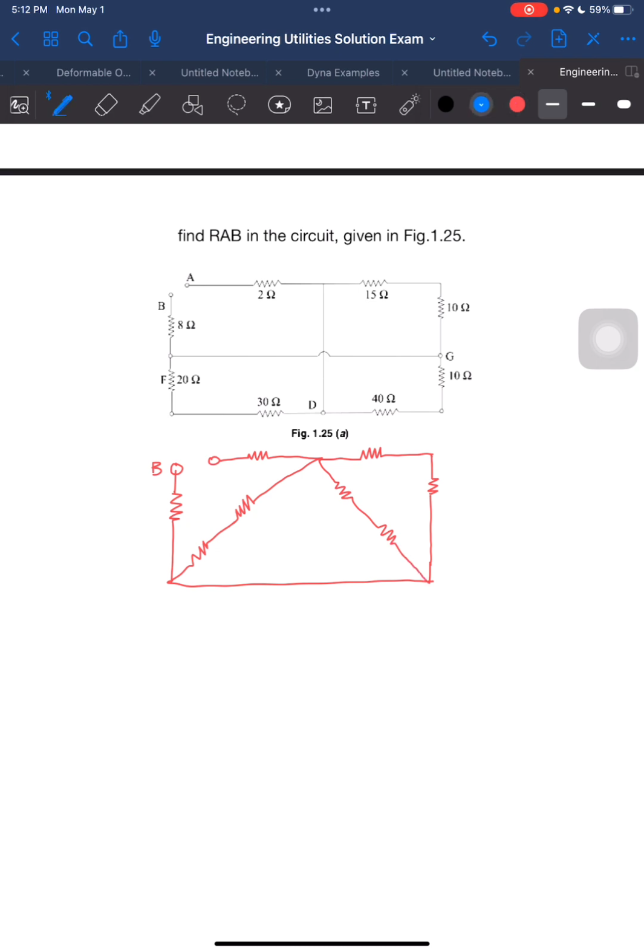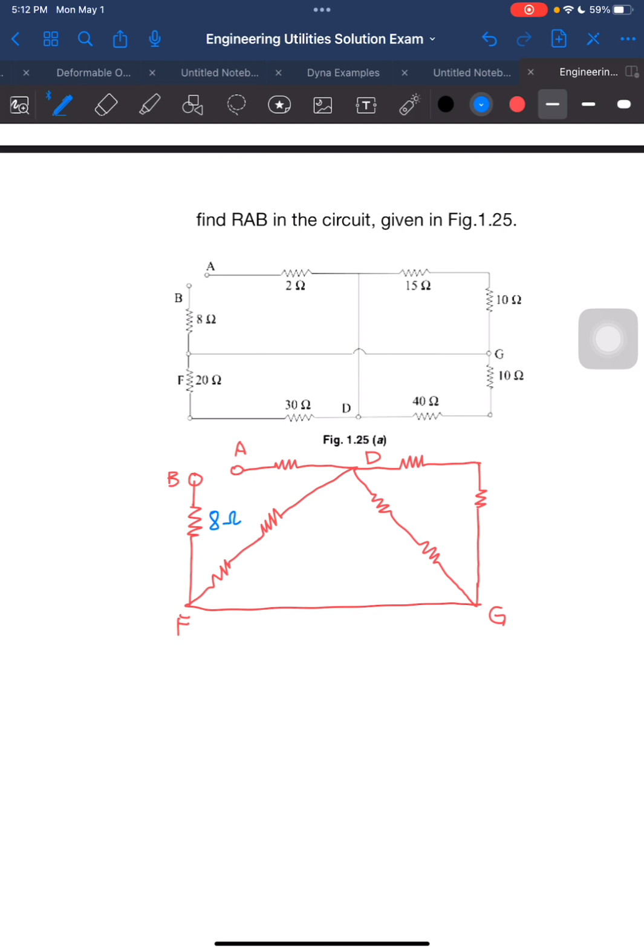Levelan natin siya guys. Ito yung A, D, G naman to. Ito ay F. Levelan natin guys. Ito ay 8 ohm. Ito ay 2 ohm. Ito ay 30 ohm. 20 ohm. 40 ohm. 10 ohm. 10 ohm ulit. Tapos ito natitira na to, 15 ohm.